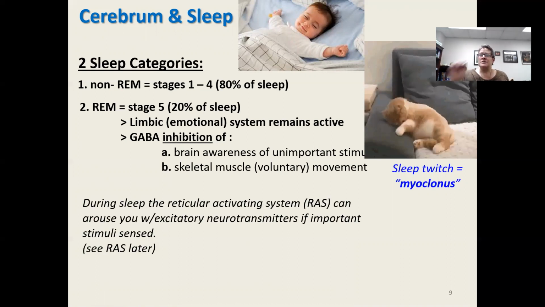Now, when you're in deep sleep, if your brain senses important stimuli, it will rouse you through the reticular activating system. And we'll talk about that later.